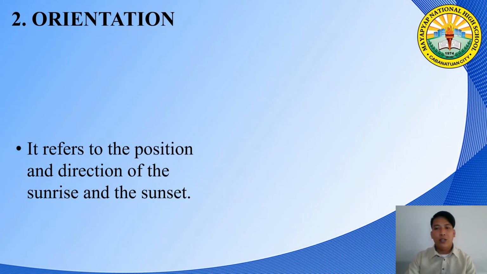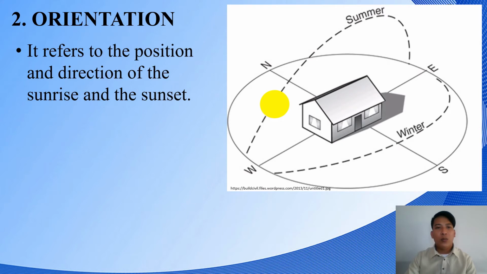Next is orientation. It refers to the position and direction of the sunrise and the sunset. Many want their bedrooms to face the sunrise, which is on the eastern side of the lot. Others, especially those who work at night, prefer their bedrooms located on the west side.